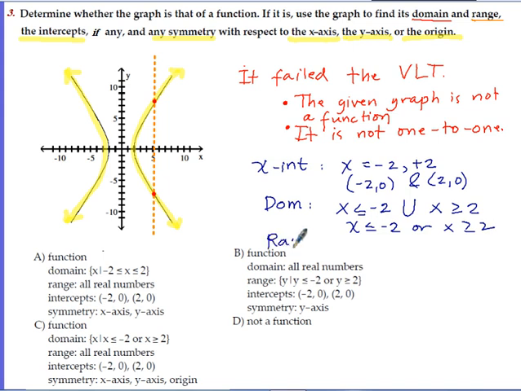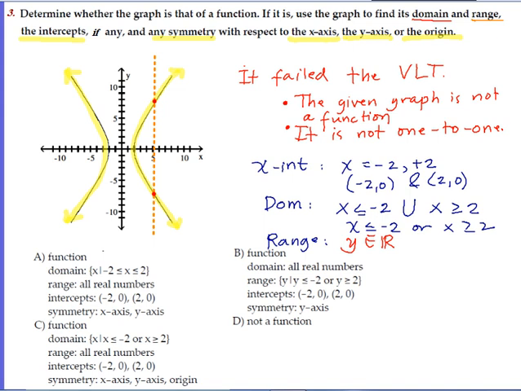Our range is y, element of real numbers. Why? Because your graph extends in both directions, upward and downward. So your range is element of real numbers.